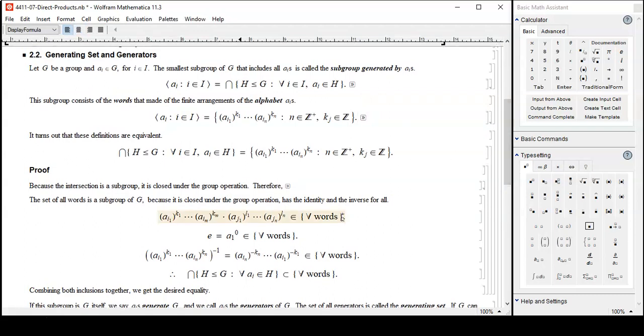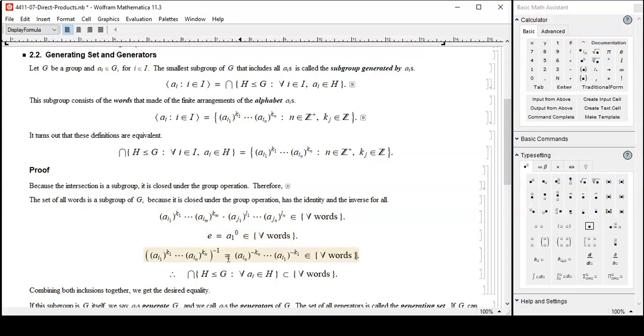Well, it's closed under multiplication because if you have certain elements like this, a_i1 to the k1, a_i2 to the k2 power, and so on, to the k_m-th power, and then a_j1 to the l1 power, all the way to a_jn to the ln power, then again, we still have a long word of length m plus n. So yes, it belongs here as well. So closed under the group operation. And it has the identity, 0 power, and that's it. And it also has the inverse.